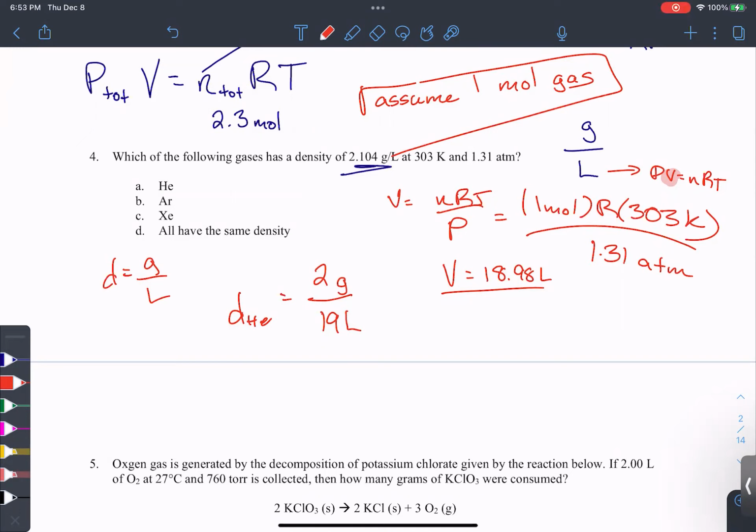Or is helium not 2? Is it 4? Okay, just say it. You don't need to whisper. Just yell at me. Yeah, it's 4. But still, is that anywhere close to 2 grams per liter? No, it's not, because that's what we're looking for, 2 grams per liter.